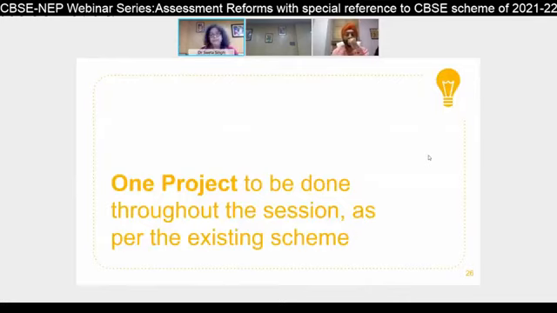Next slide. Yeah, as far as the project is concerned, only one project as per the existing scheme. There is no change in the scheme. As per the existing scheme, one project is to be done. And it will be divided into 2 parts. And how it will be done, we'll be discussing in detail in the later slides.